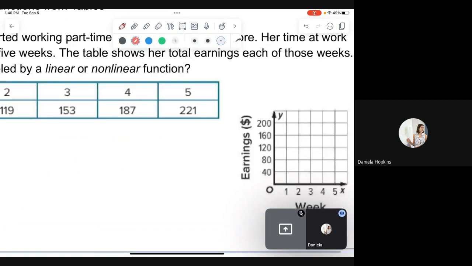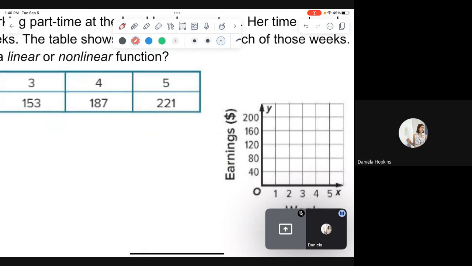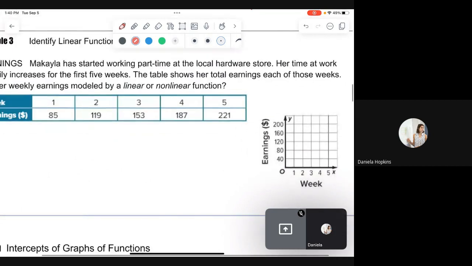So we have to kind of guess here. This is counting by 40s. So for 1 week, we're at 85. It's right about there. Not going to be perfect.